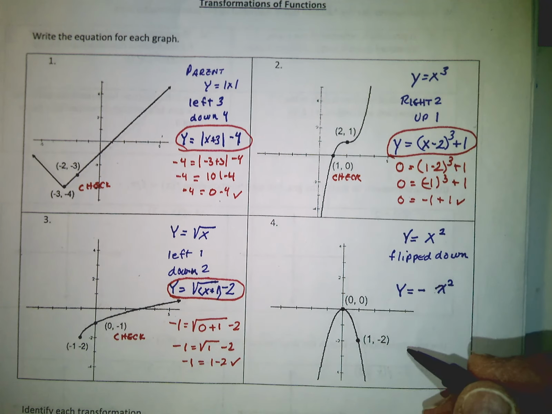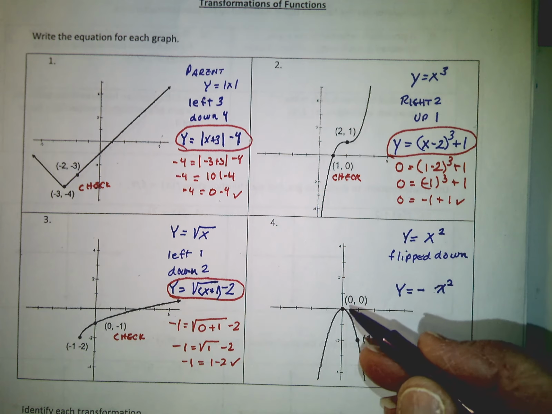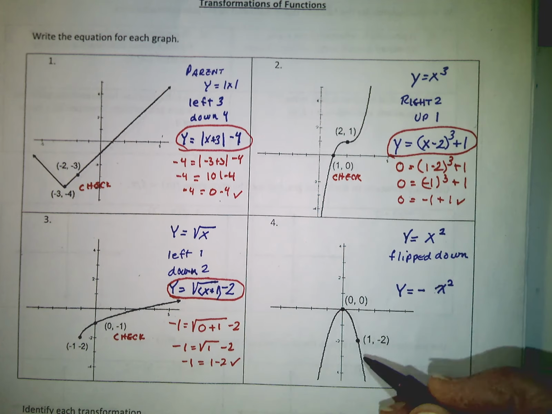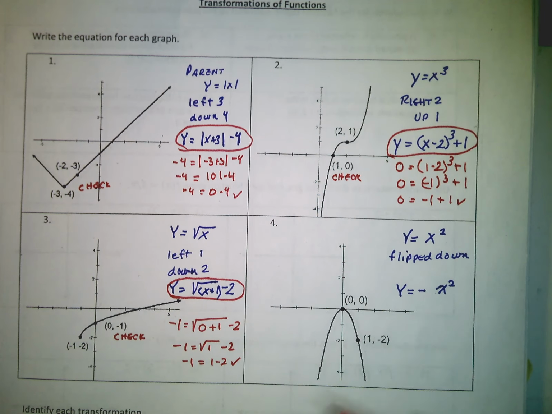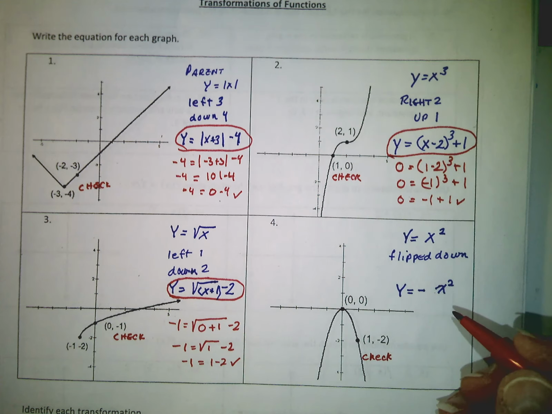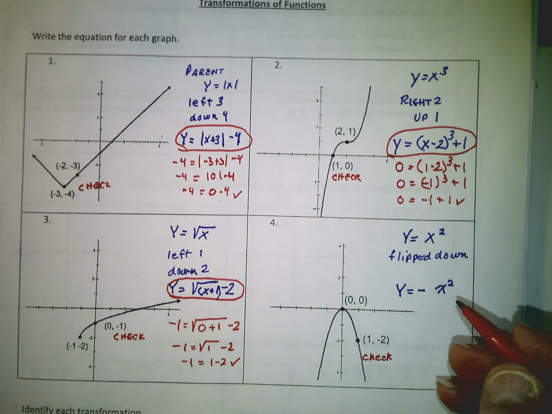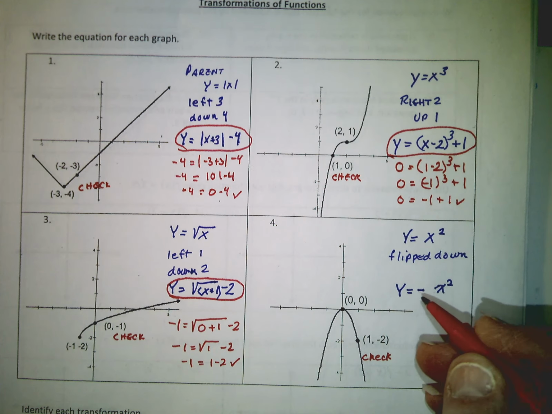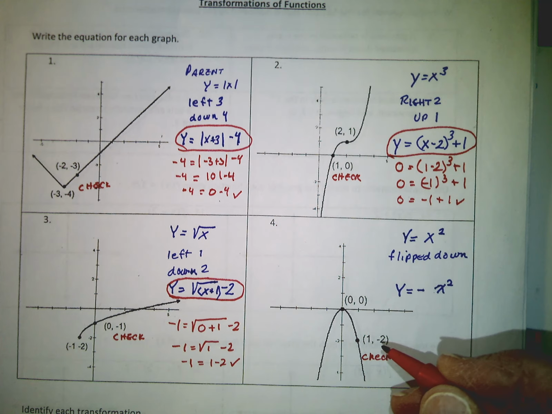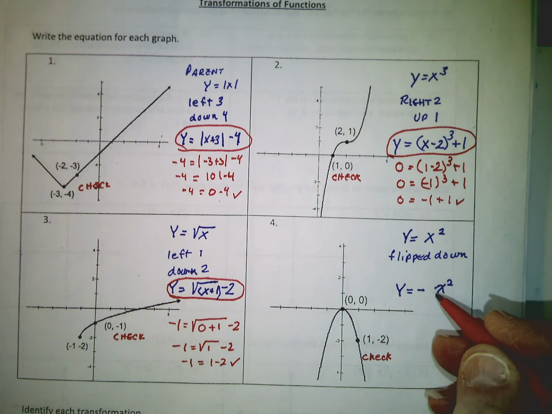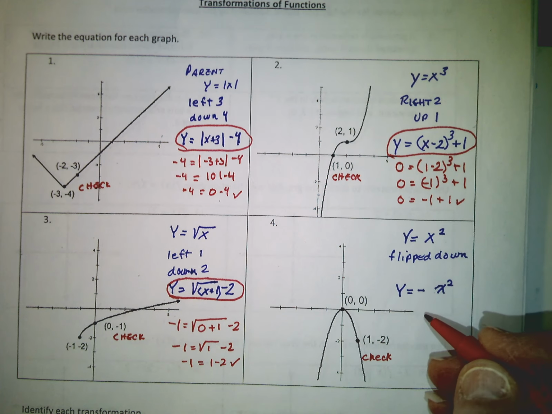So we can check. I'm not going to check with 0, 0 because that can lead to false conclusions. I'm going to use the 1, negative 2 to check. So if we put a 1 in for x and square it, and then take its opposite, do we get negative 2? No, we don't. If we put a 1 in for x and square it, take its opposite, we get negative 1.